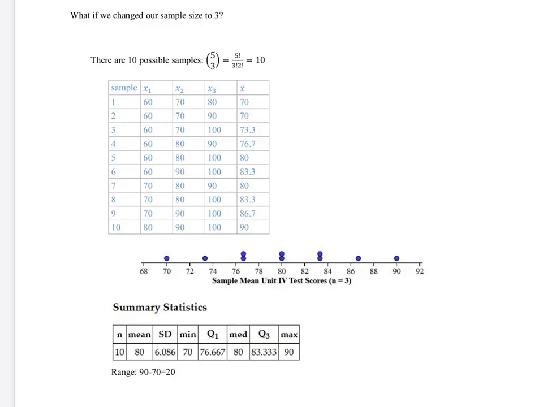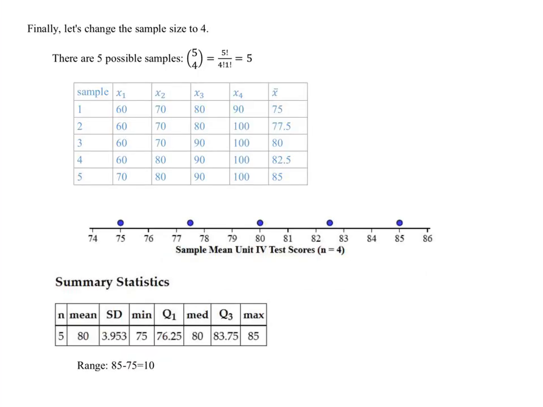The next bigger sample size we can take, or sorry, the largest would be 4, because if we choose all 5, then that's the whole population. That's a census. So there's only 5 ways that you can choose 4 out of 5 things. So here's the distribution of all of those combinations with the summary statistics.